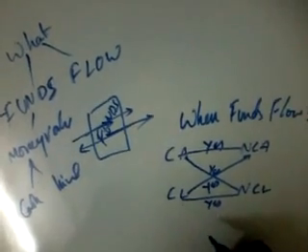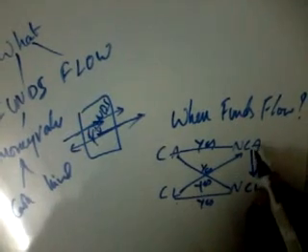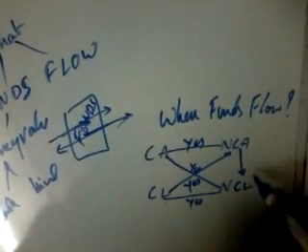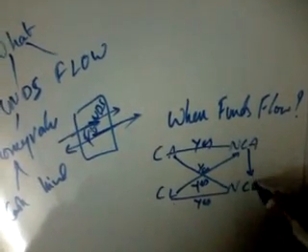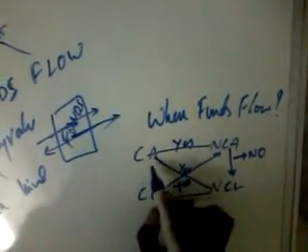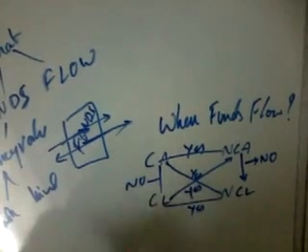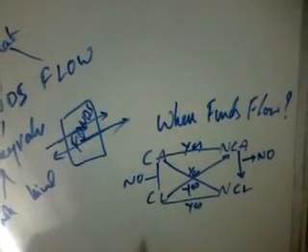Now the question arises, when won't the funds flow? When it is a transaction between a non-current asset and a non-current liability, that means both are non-current, then no, funds will not flow. Current asset to current liability, then also no, funds will not flow.